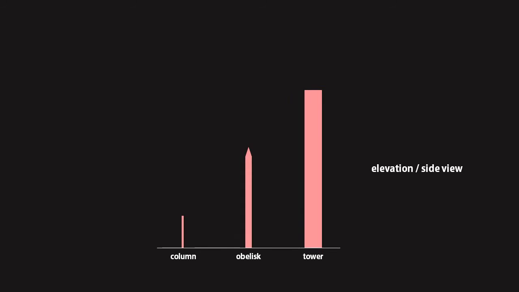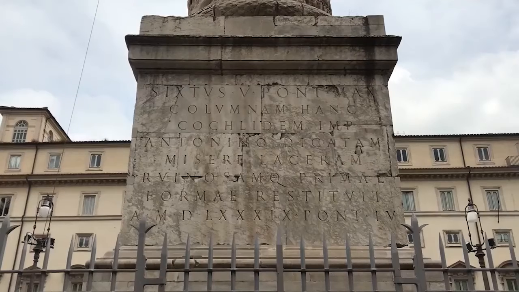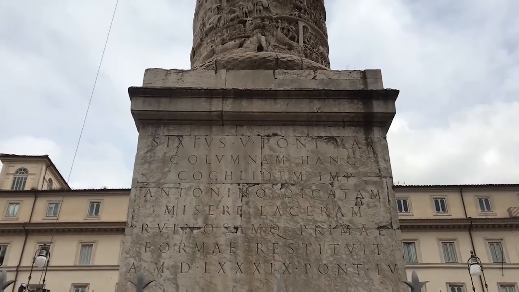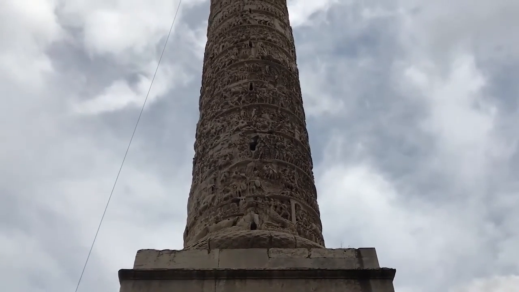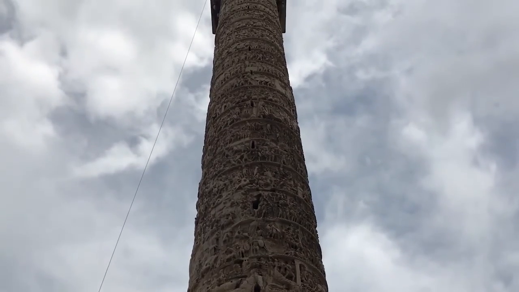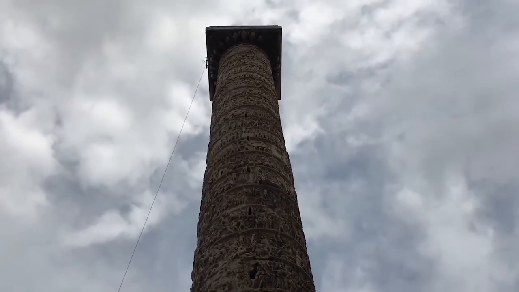Vertical linear elements such as columns, obelisks, and towers have been used throughout history to commemorate significant events and establish particular points in space. The Column of Marcus Aurelius, for example, in the Piazza Colonna in Rome, commemorates the emperor's victory over German tribes north of the Danube.